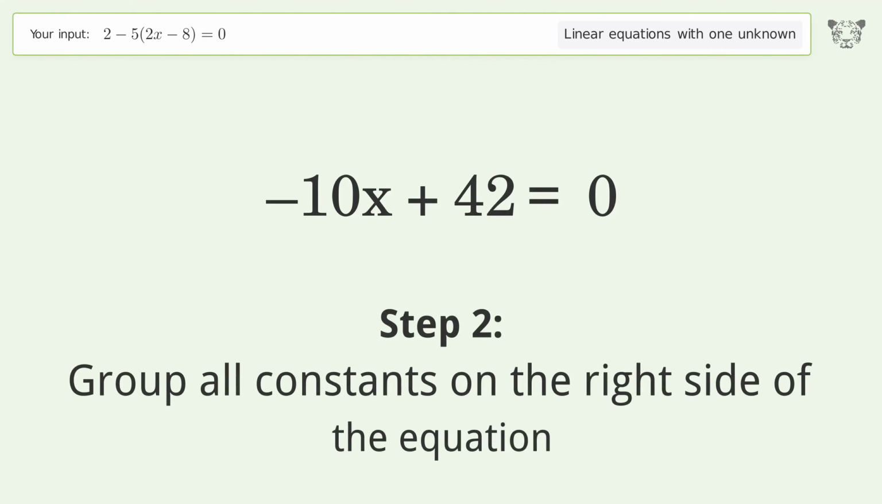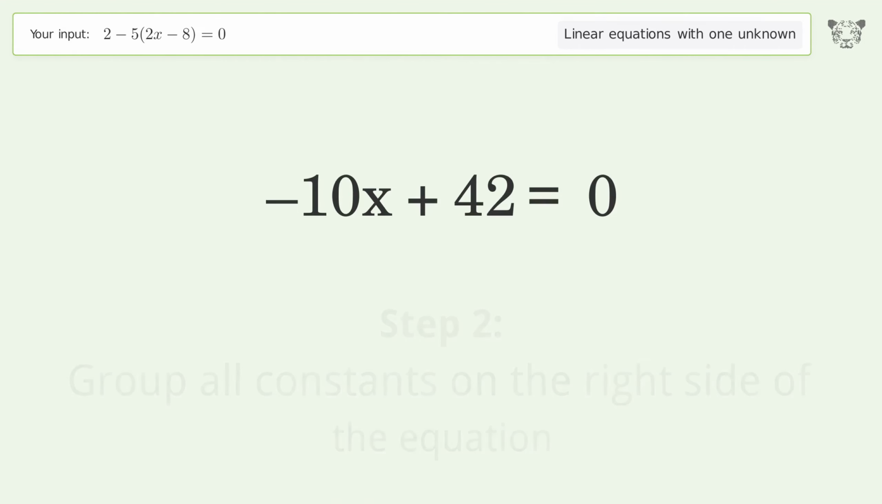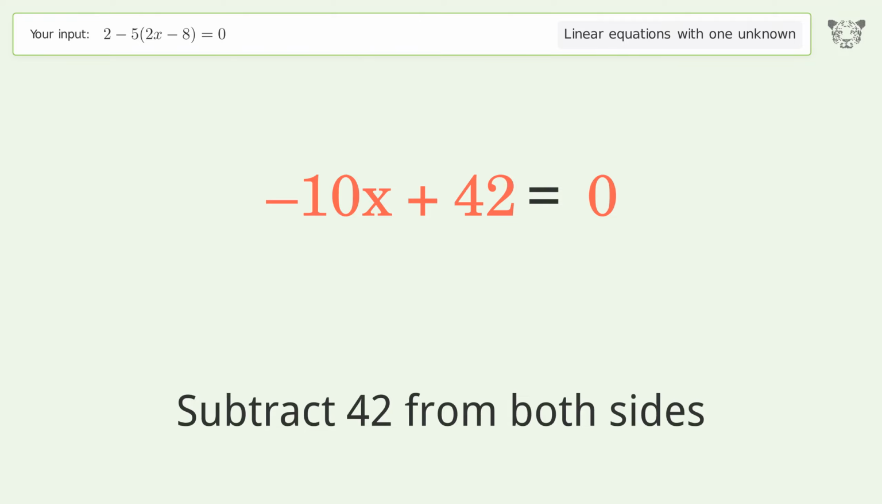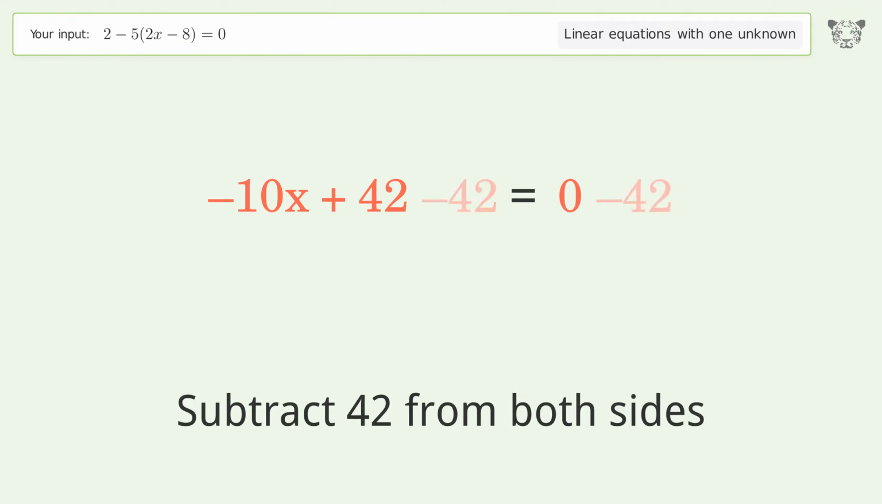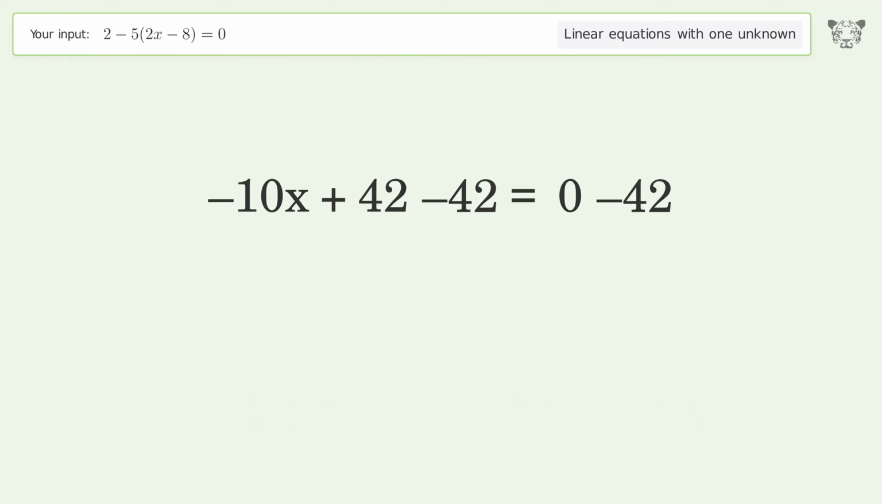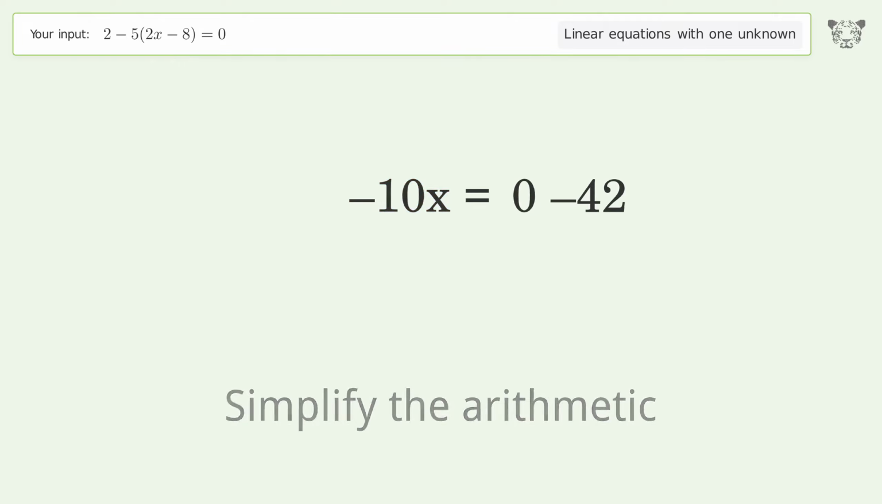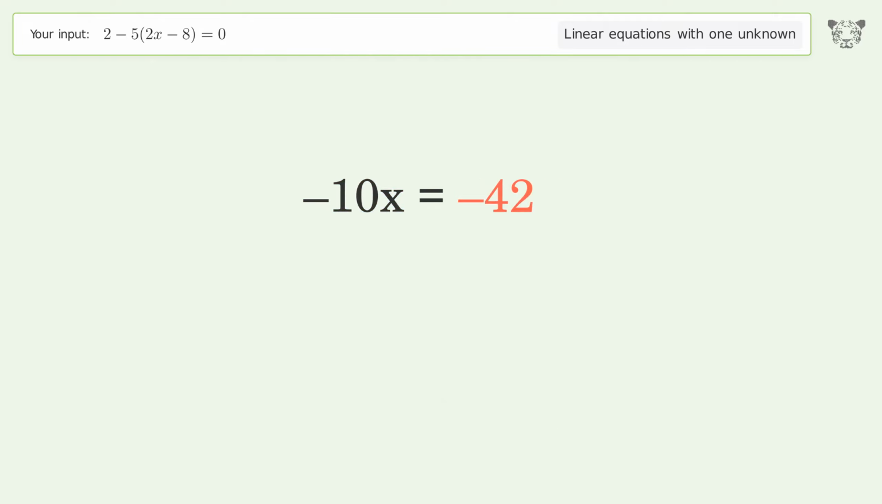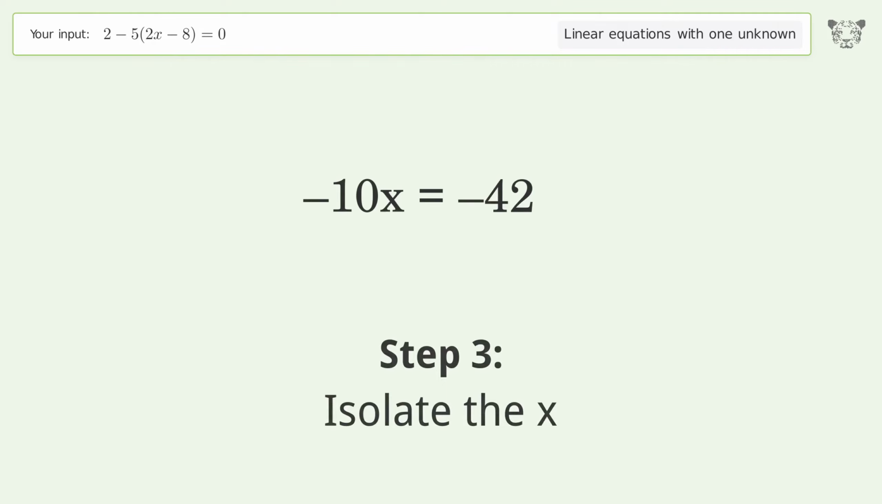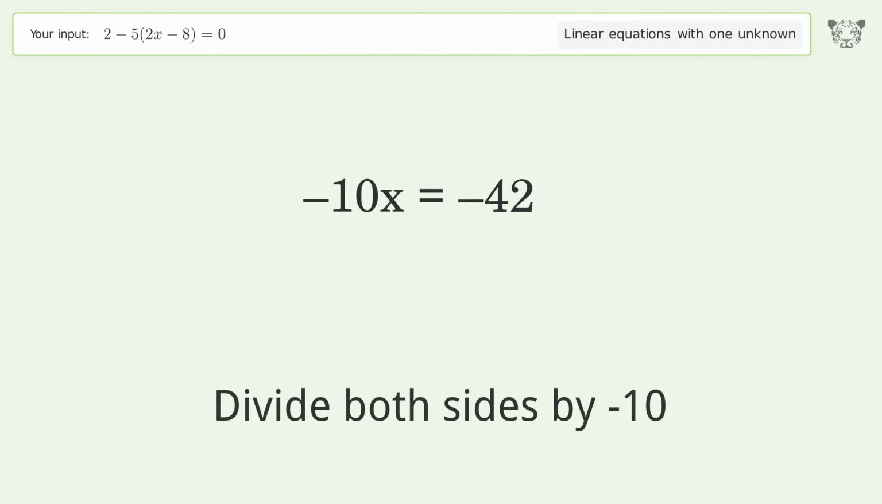Group all constants on the right side of the equation. Subtract 42 from both sides. Simplify the arithmetic. Isolate the x. Divide both sides by -10.